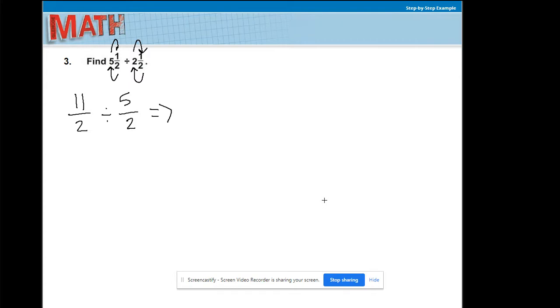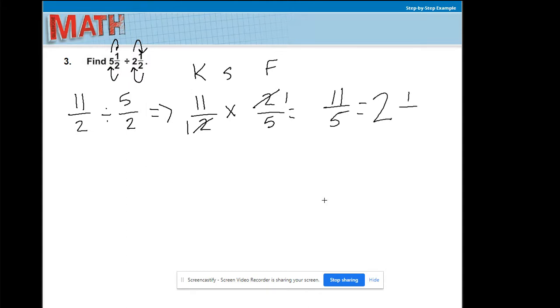All right, since we have this, now we can start our keep, switch, flip. So that is going to look like 11/2, that's keep. We're switching to multiplication, and we're flipping to 2/5. And now we're going to first reduce these numbers. So 2 and 2 both can be crossed out, and they can both be divided by themselves, which is then we're going to get 1. So then we have 11/5, which is also equal to 2 1/5.